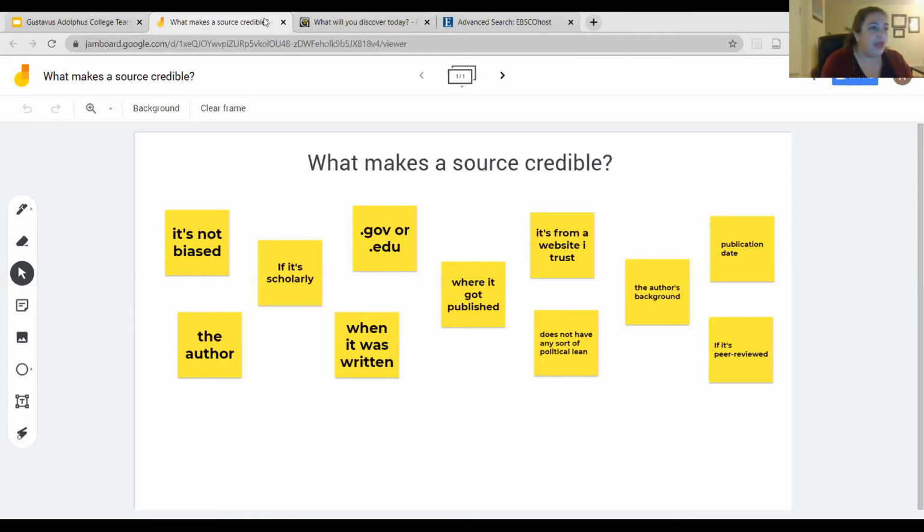So someone brought up a great point about when something is published. Depending on your research topic, you might want to look at some older sources, but it's always important to keep in mind, when was something published?